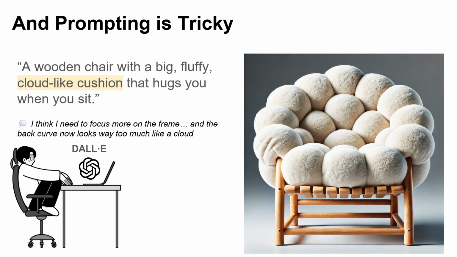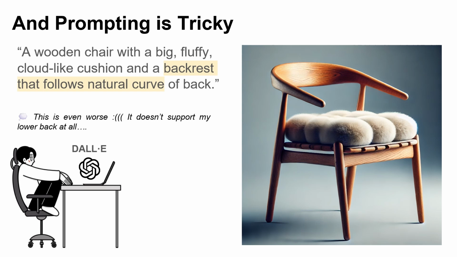When novice designers try to be more specific, they often emphasize superficial features too heavily, such as describing a cushion as cloud-like. This shows how novice designers have trouble identifying and balancing important, deeper design dimensions, like ergonomics or structural balance. Even when novice designers use detailed phrases like backrest that follows natural curve, their language often stays abstract or unclear. This highlights their difficulty expressing complex design concepts precisely, causing generative AI to produce unexpected results.